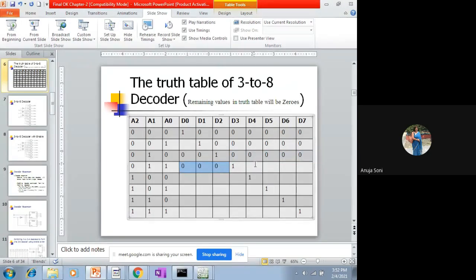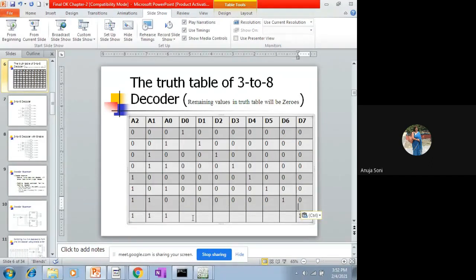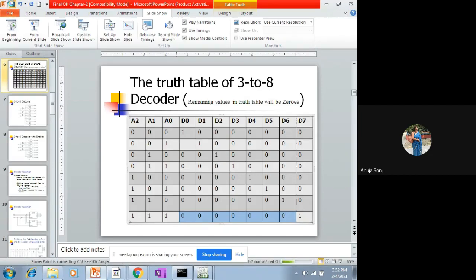So whenever you have to draw the logic circuit diagram of a decoder or multiplexer, you need to have its truth table in front of you, which will help you draw the diagram very easily. Now I will show you how easily you can draw the diagram. I have made all the values 0 wherever the decoder is not functional. Okay, so this is the truth table.